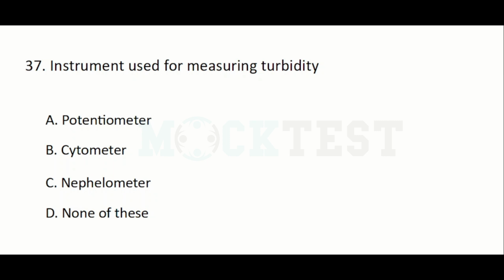Next, instrument used for measuring turbidity. Option A, potentiometer. Option B, cytometer. Option C, nephelometer. Option D, none of these. Option C, nephelometer.